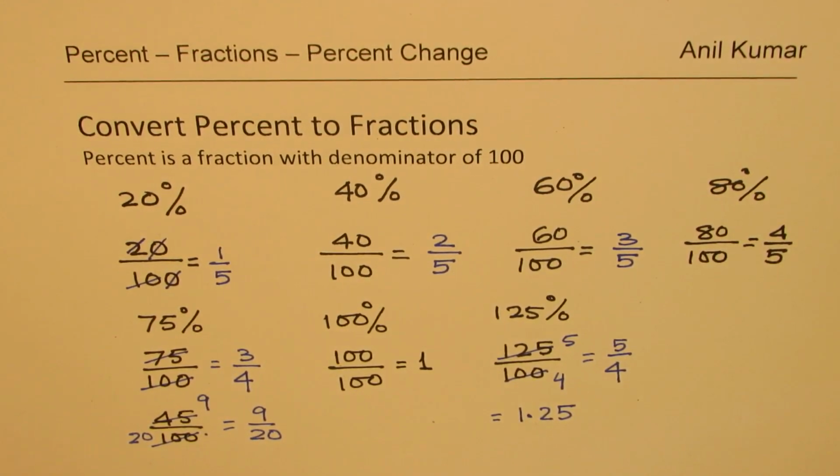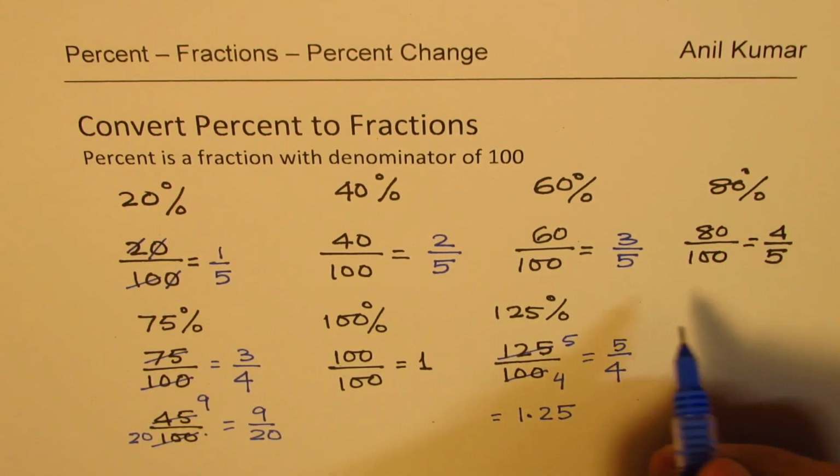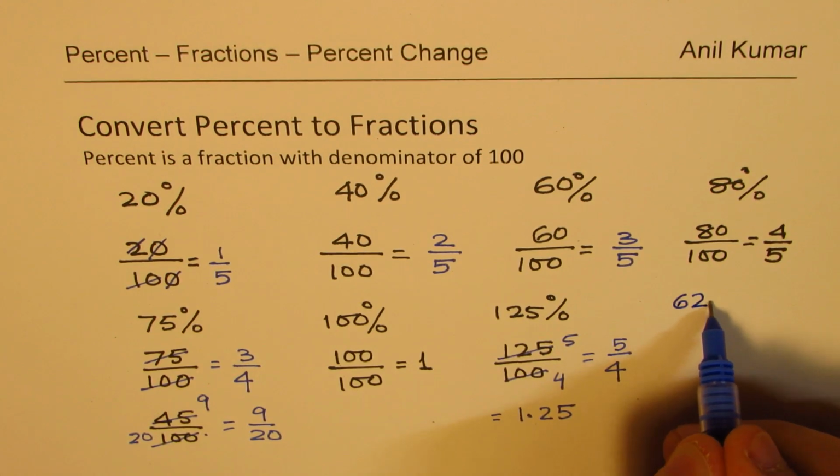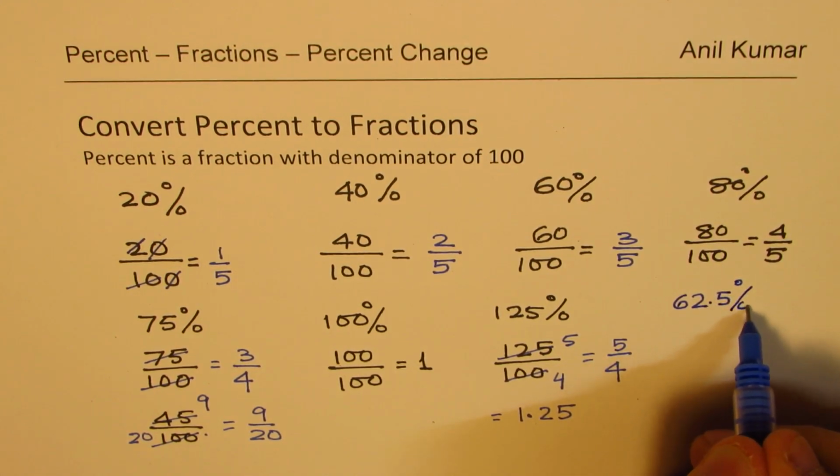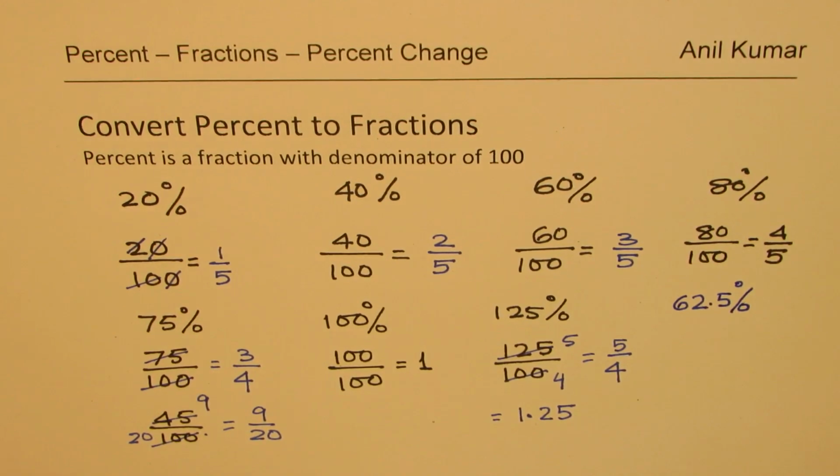Okay, now here is something very interesting. Let me give an improper fraction here. If I write, let us say, 62.5%, this is difficult, right? 62.5%. Now, how do you convert this to fractions? Then it becomes difficult, right? So we'll take more of these kinds in our part 2. But initially, let's try to understand these simple examples. Do you get an idea, right?